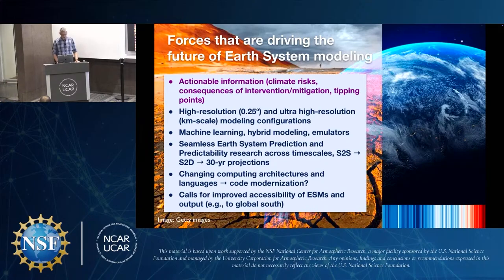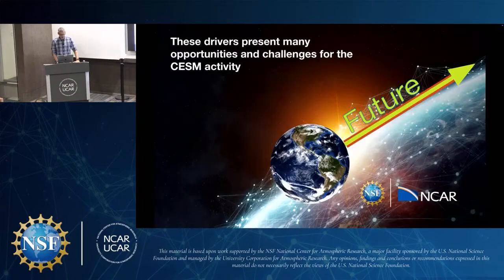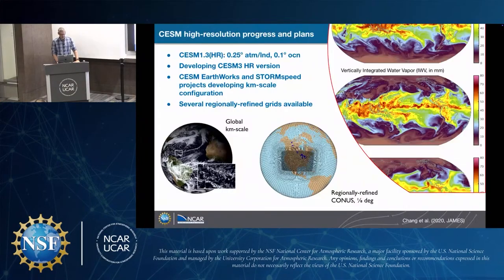There's changing computing architectures and languages, and the need for code modernization, as I already mentioned. And then there's calls for improved accessibility of Earth system models and Earth system model output, especially to the global south, which are most impacted by climate change. Typically, people in the global south are most impacted by climate change and are least involved in climate change science, and that is not a great situation, right? They should be involved in some of the decision making about what we're going to do to address it and understand what's going on. So these drivers present many challenges and opportunities for the CSM activity.